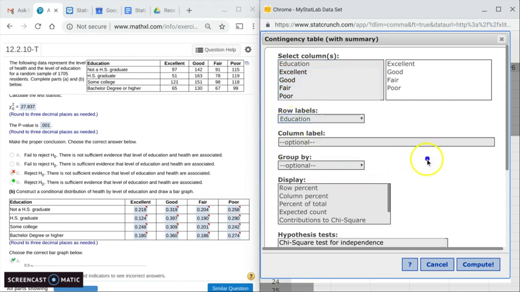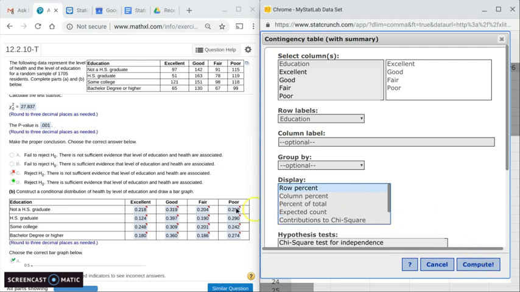Okay. Now, this is the tricky part. Because in some of these questions, you're going to be asked for the conditional distribution of education levels by health, and that's really going to be the opposite situation from the one we've got right here. We want a distribution of health by level of education. So level of education, if you look at it, are the rows. So we want row percent to display, and that's going to give us the percentages we want.